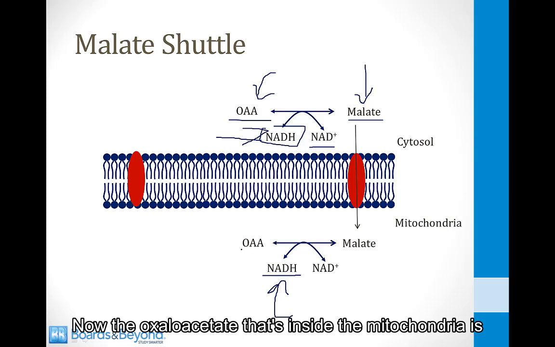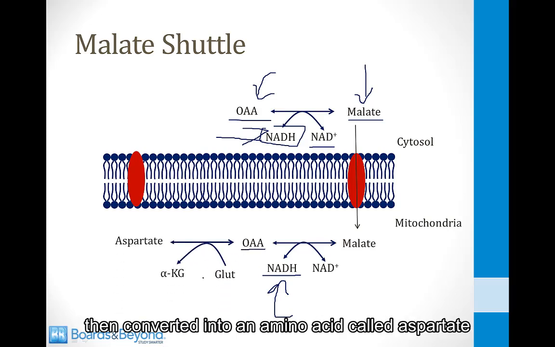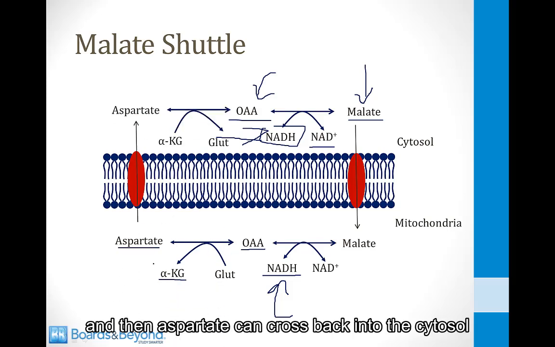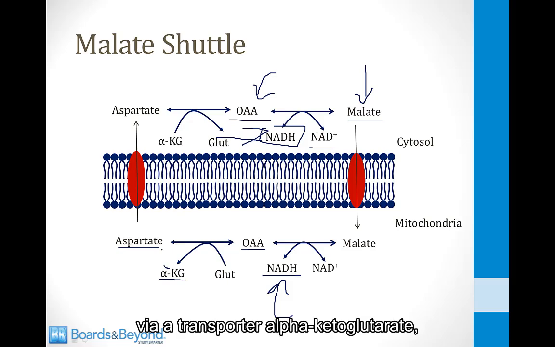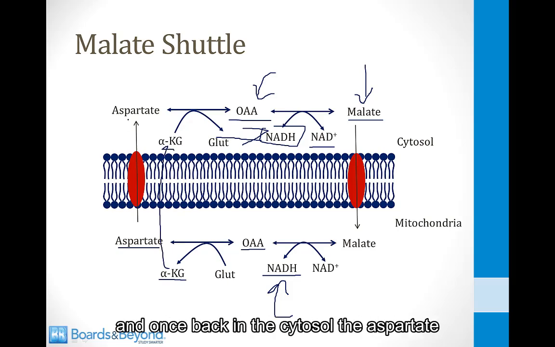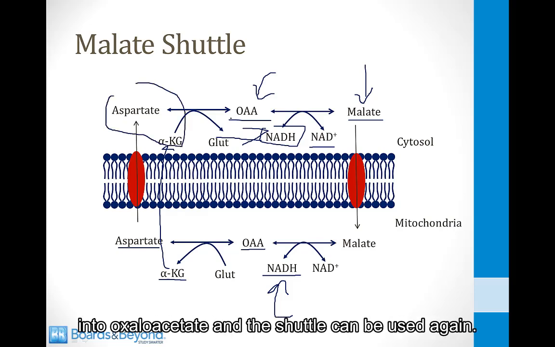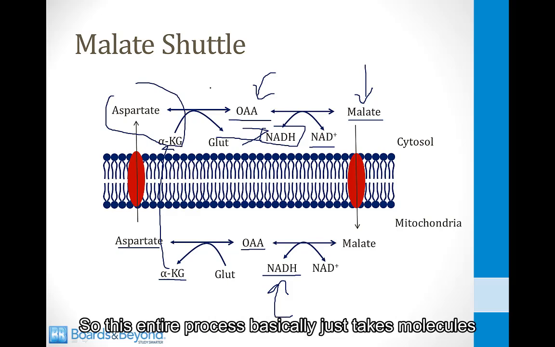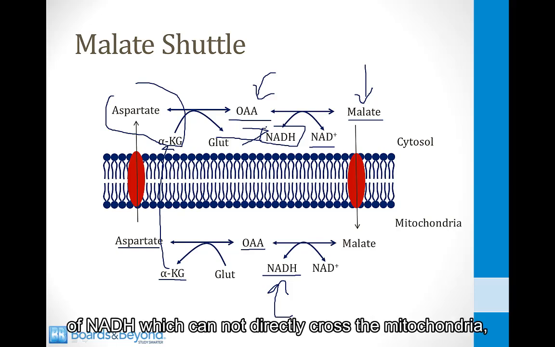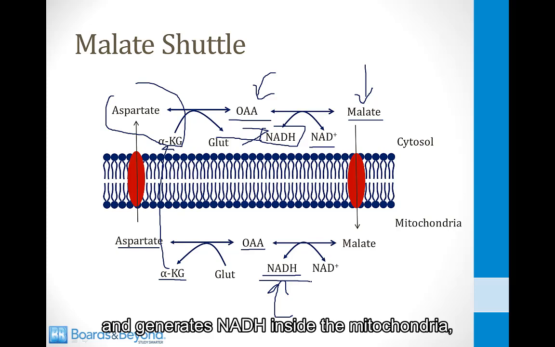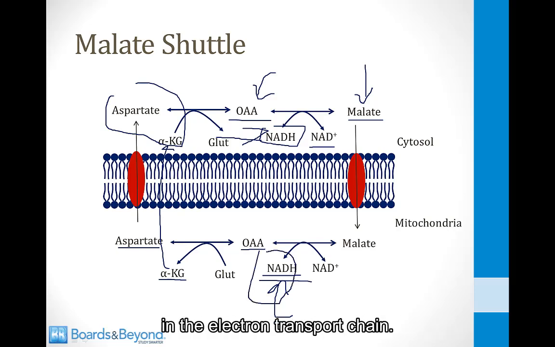Now the oxaloacetate that's inside the mitochondria is then converted into an amino acid called aspartate. In doing so, it creates a molecule of alpha-ketoglutarate, and then aspartate can cross back into the cytosol via a transporter. Alpha-ketoglutarate can also cross back into the cytosol, and once back in the cytosol, the aspartate and alpha-ketoglutarate are converted back into oxaloacetate, and the shuttle can be used again. So this entire process basically just takes molecules of NADH, which cannot directly cross the mitochondria, transfers their electrons around, and generates NADH inside the mitochondria, which can then go on to participate in the electron transport chain.